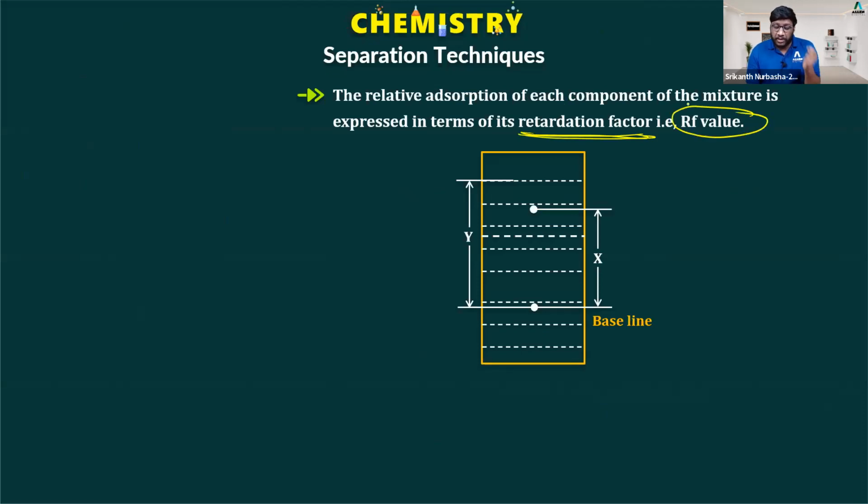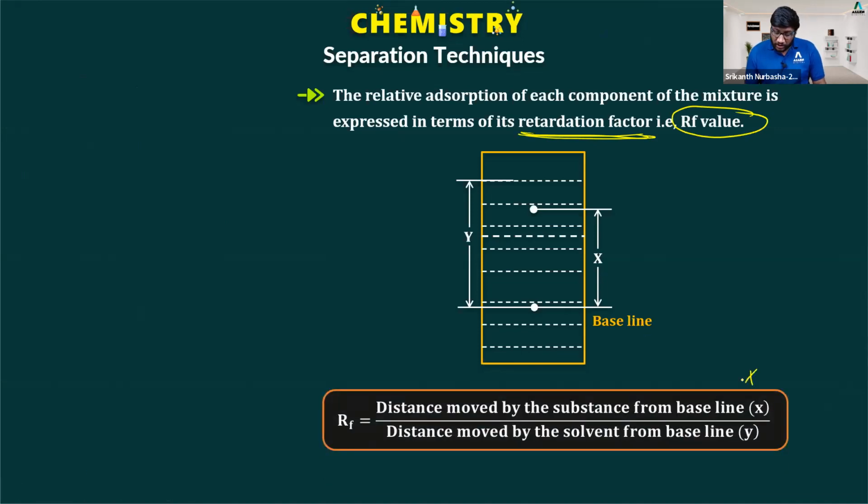The relative adsorption of each component of the mixture is expressed in terms of RF value. What is the value of RF? Distance moved by the substance from baseline. This is the baseline where I have kept the mixture of A, B, C. A particular compound A went up to this particular distance. Let us say yes or no.